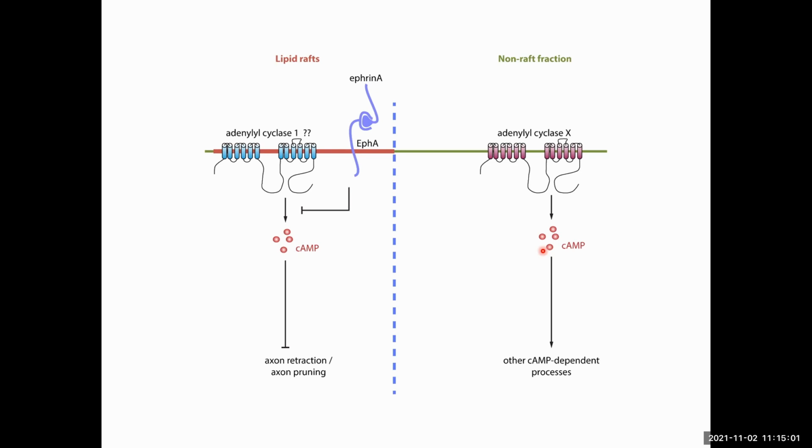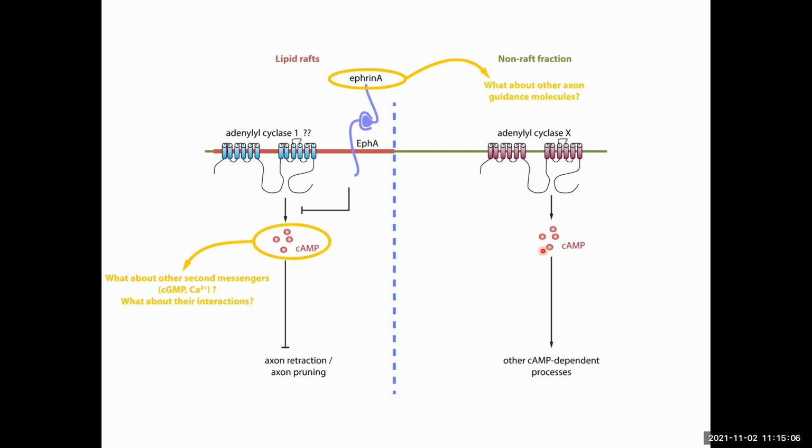And while building this model, we came up with two additional questions. The first one would be, what about other second messengers? So what about calcium? What about cyclic GMP? And not only about the compartmentalization of the second messengers, but we're also interested in their interaction. So these second messengers are highly interdependent. So we wanted to determine how they influence each other during axon pathfinding.